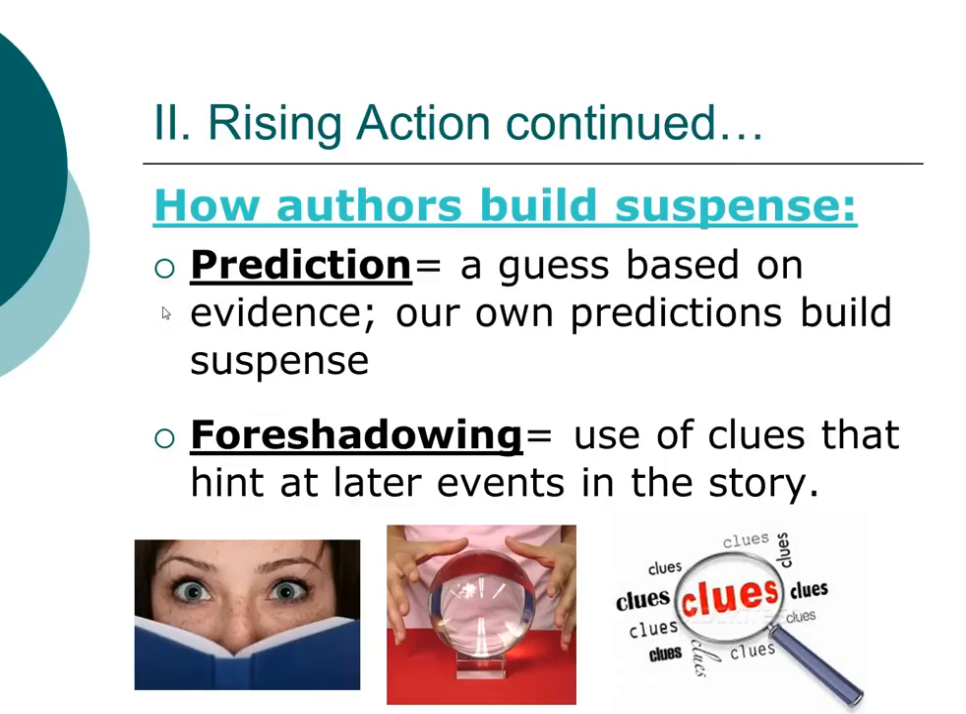So what do we make predictions on? What do we base them on? We base them on clues given to us by the author. And the term for those clues is foreshadowing. So foreshadowing, those are all the little hints that an author will drop in the story that kind of clue you in that something else is going to happen. And again, this is building suspense because you keep reading to see if you're right on the money.